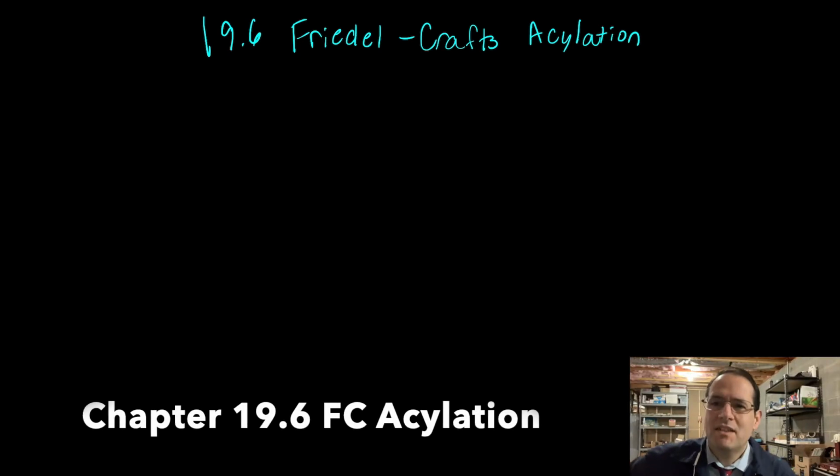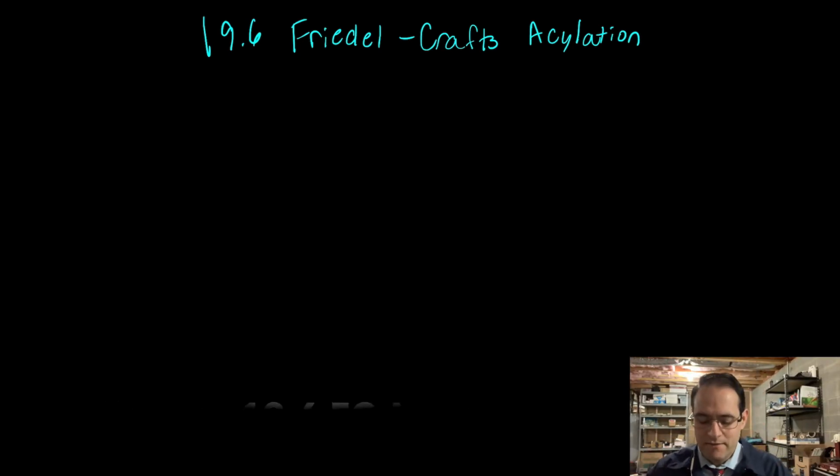Welcome back. Section 6 in Chapter 19 is the Friedel-Crafts Acylation. So once again, it was devised by Friedel-Crafts. Remember that there were a number of different rearrangements that limited the Friedel-Crafts alkylation. So Friedel-Crafts overcame that with the acylation reaction.